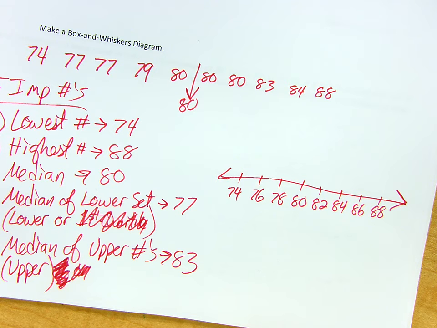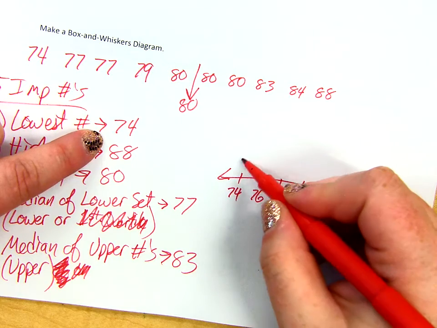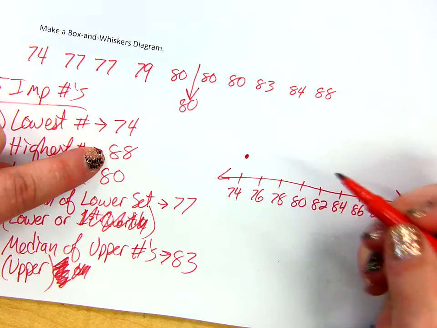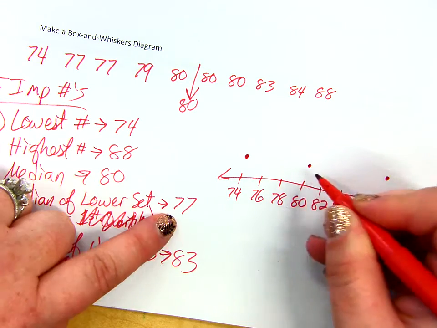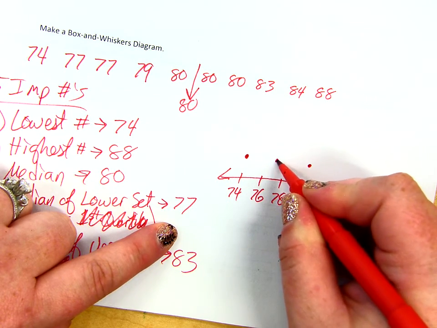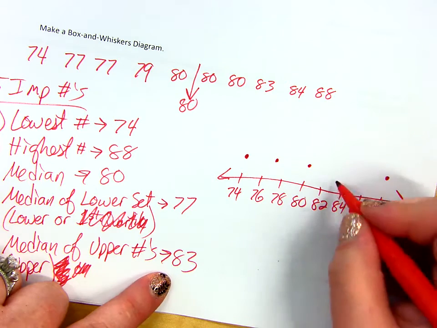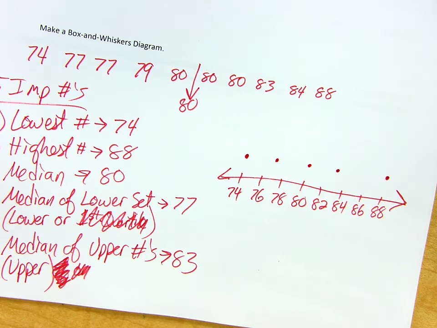And now, check this out. Are you ready? Just put a dot at each of your 5 numbers. I like to put the dot kind of up above like this. So 74, 88, 1 at 80, 77 would be halfway in between those 2, and 83. You see those 5 dots? Miss Avia, that's not a box and whisker plot at all. That's just dots. Ready? Watch the magic.